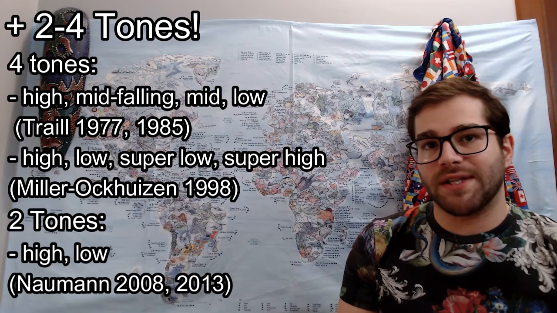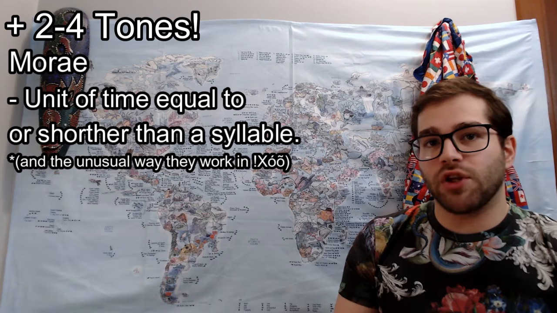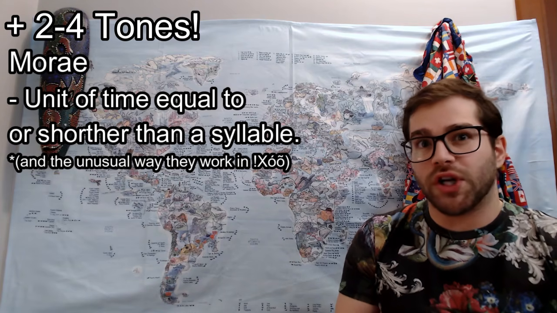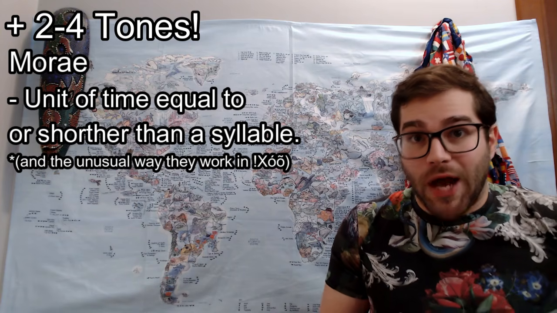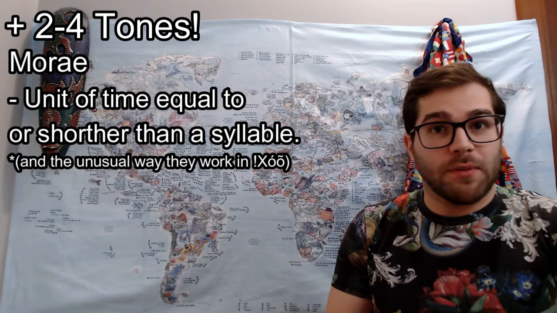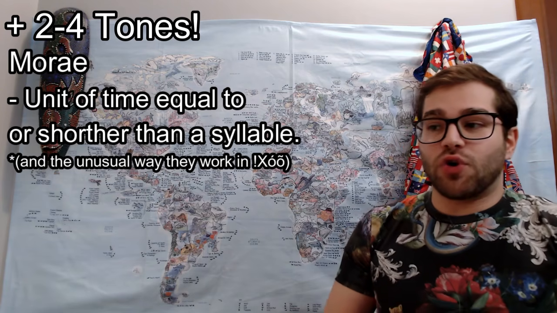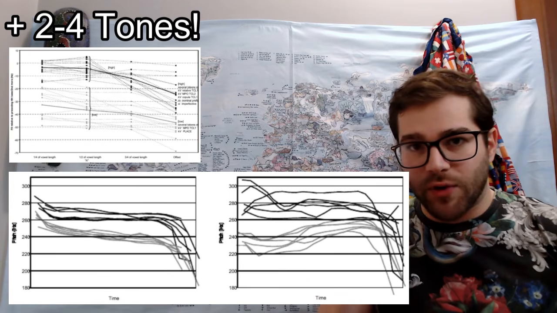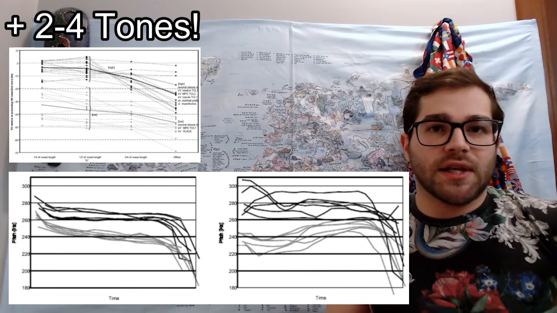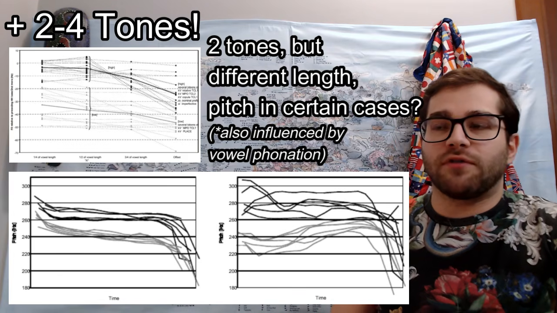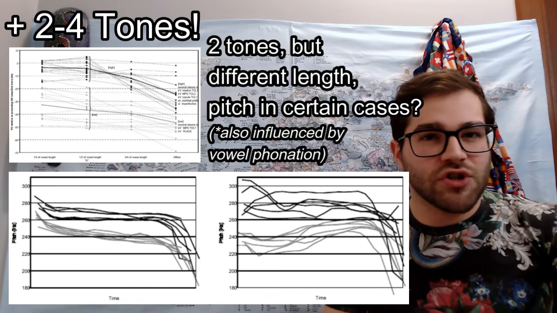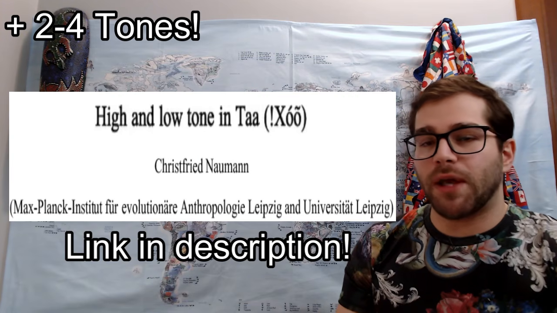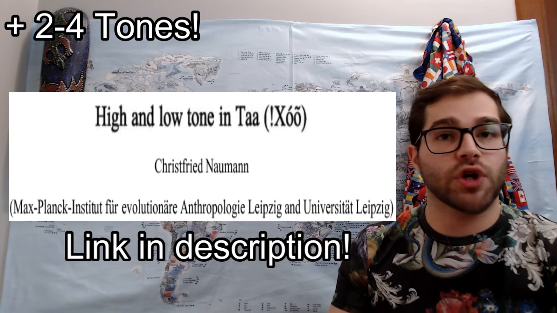The reason for this discrepancy has to do with morae, which is a unit of time equal to or shorter than a syllable, and the way that syllables work in Xoon. Tones are a component of grammar, meaning they influence agreement between nouns and verbs and the like. And so what they did is they basically took a bunch of different phrases and examined how the pitch contours vary, and the conclusion they came to is that it's likely just 2 tones that have variation in length and intonation in certain cases, but it's not really 4 distinct tones. In any case, there's a really good paper on this by Christfried Naumann, and I highly recommend you check it out, link in the description.